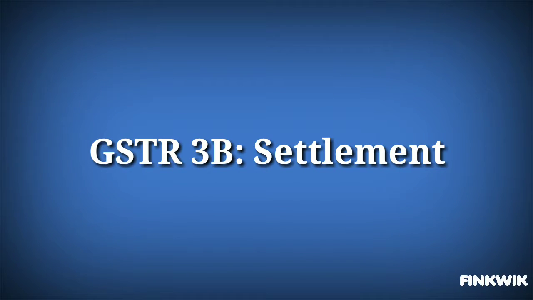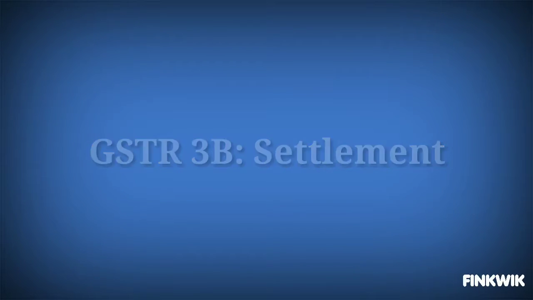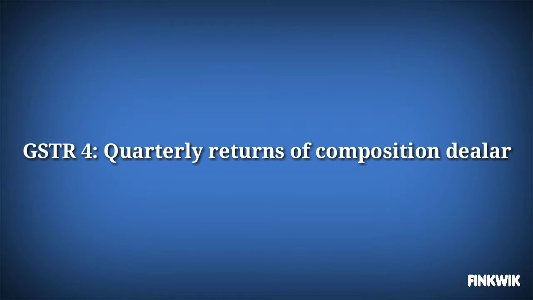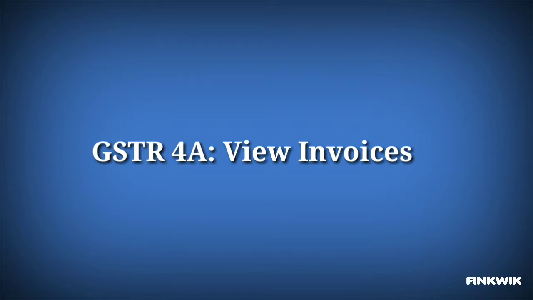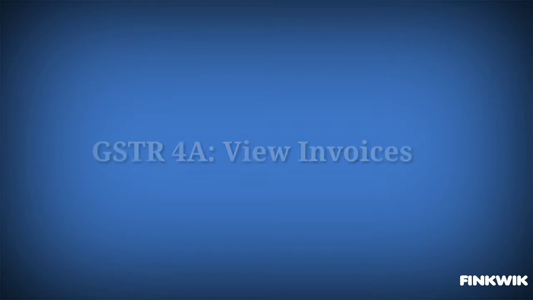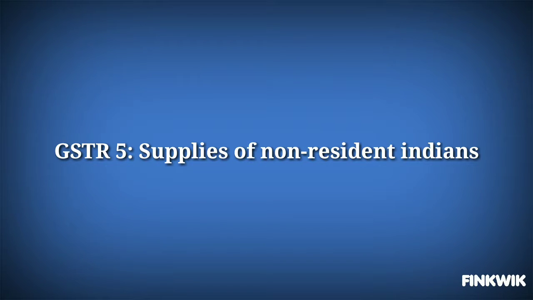GSTR-3B. Total amount due to GSTN will be settled. GSTR-4. Quarterly returns of the composition scheme will be done. GSTR-4A. It allows viewing of inward supplies for those who opted for the composition scheme under GST. GSTR-5. Filing of supply details made by non-resident taxpayers.